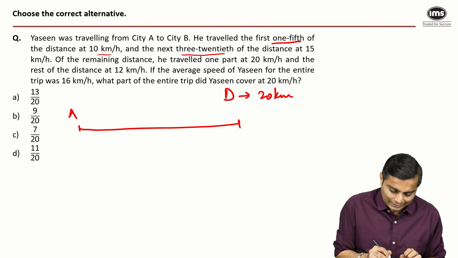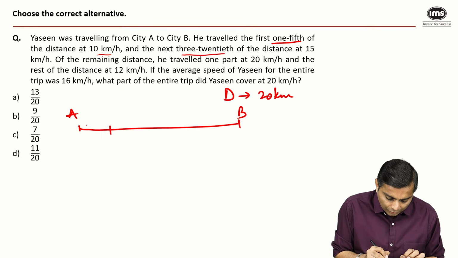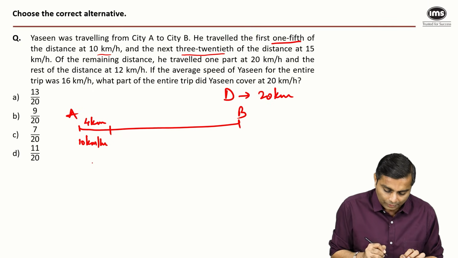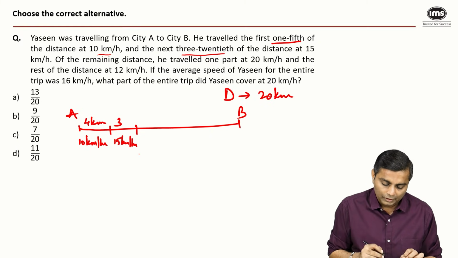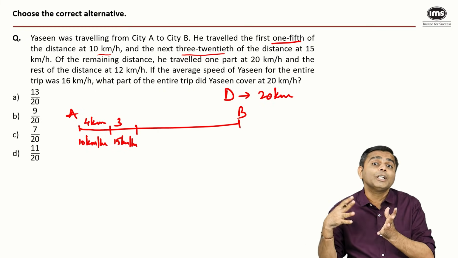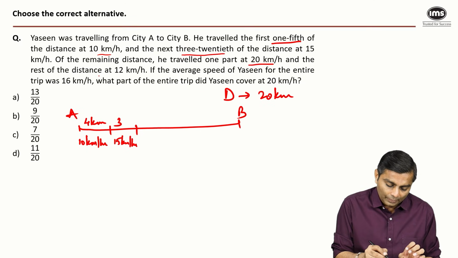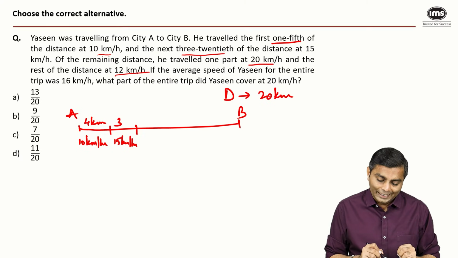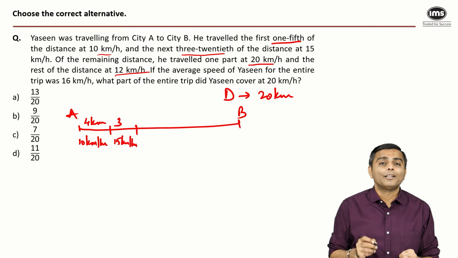So let's say city A, city B, 1/5 of 20 kilometers. The first 4 kilometers he has traveled at 10 kilometers per hour. Then 3/20th, so another 3 kilometers, he has traveled at 15 kilometers per hour. Whatever is remaining, out of 20, 13 kilometers are remaining now. That 13, some part he has traveled at 20 and some part at 12, is what they are saying. The average speed for the entire trip was 16 kilometers per hour. What part of the entire trip did Yasin cover at 20 kilometers per hour?